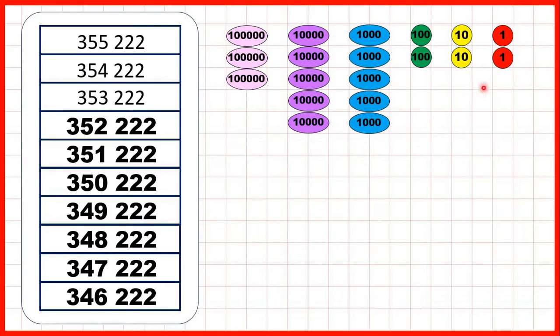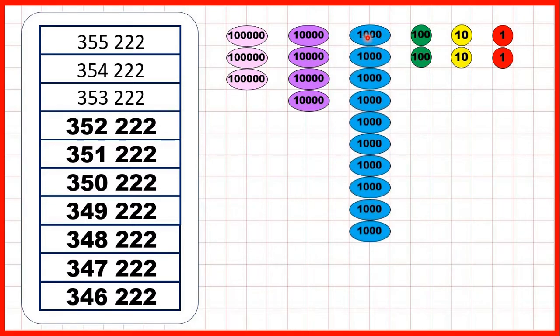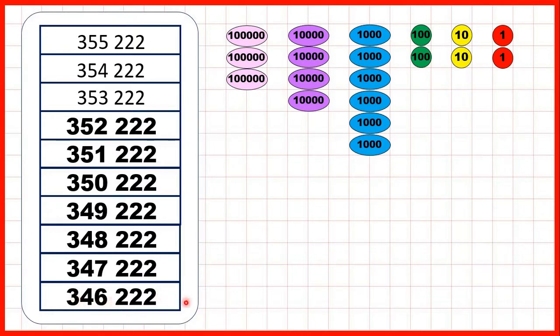Then we started with 355,222, which we've represented here. We were counting back in thousands, so that's taking away 1,000 counter each time. But now that we don't have any more thousand counters, what we need to do is exchange with our 10,000s. We can exchange one of our 10,000 place value counters for 10 thousands, and then we can continue counting back in thousands until we get to 346,222.